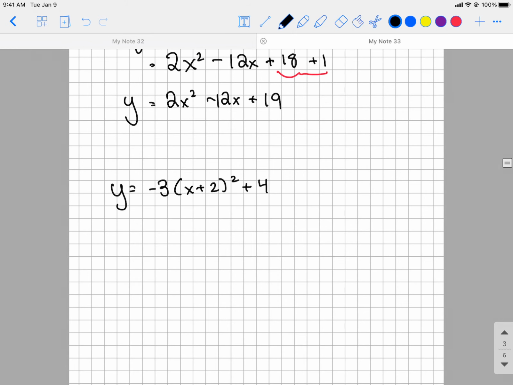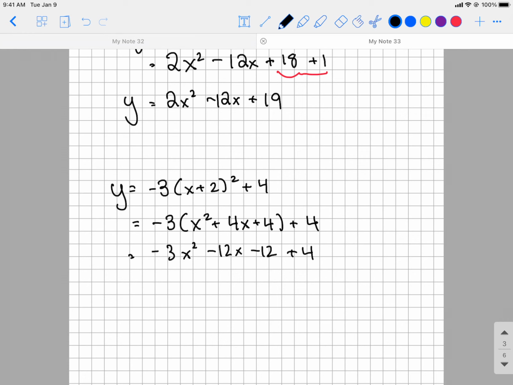Alright, so if you've finished this off, let's see how you did. So we've got negative 3. Again, to square, we're going to FOIL that bracket out. You'll end up with x squared plus 4x plus 4. And then we also have a plus 4 at the end. You need to distribute that negative 3 through. So you get negative 3x squared minus 12x minus 12 and plus 4.